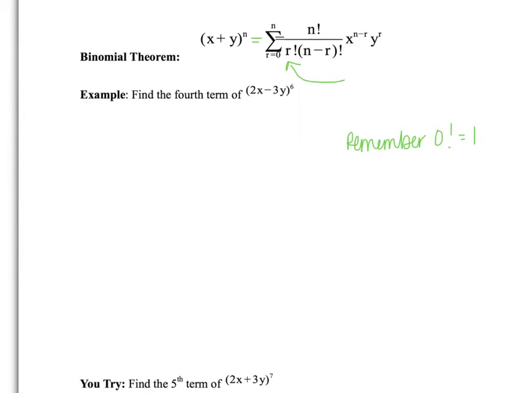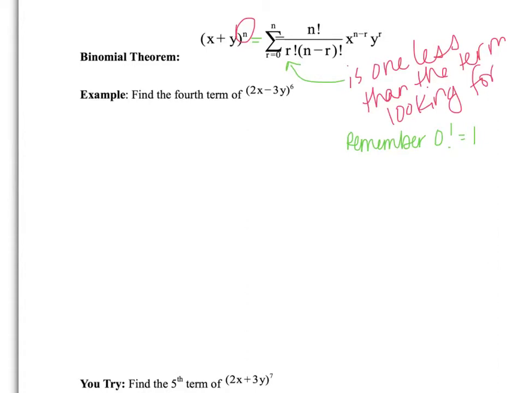So n obviously is whatever number you have here. R is one less than the term you're looking for. So I'll show you what this means. Otherwise, you're just plugging in n and r. So what we want to do is find the fourth term of an expansion for (2x minus 3y) to the 6th. So instead of writing out all 7 terms for that, I just want to know the fourth term. And this formula gives us an easy way to locate just that term.